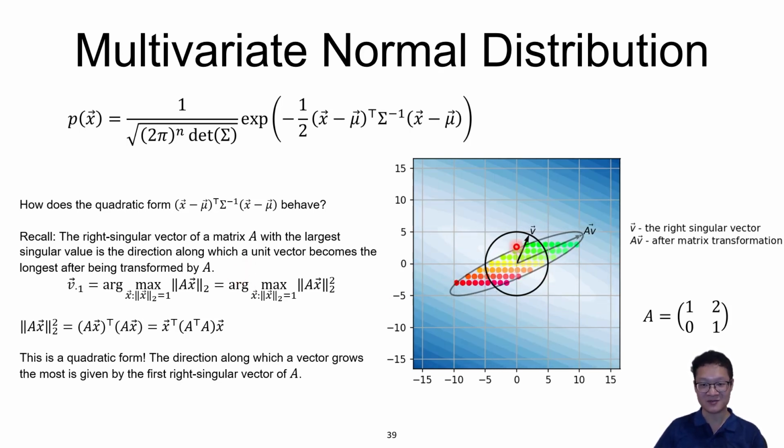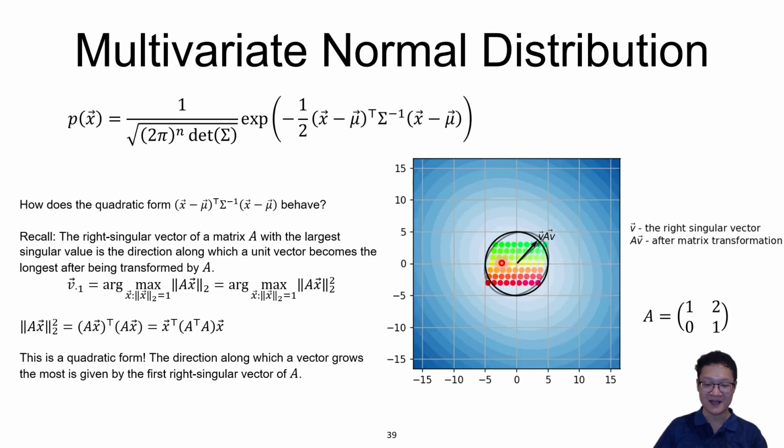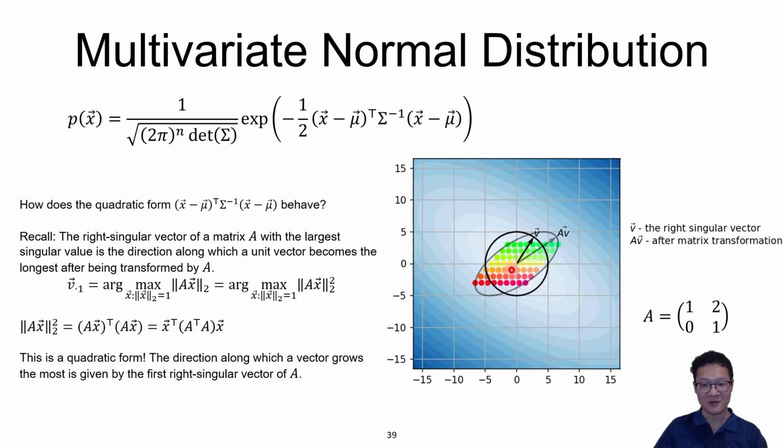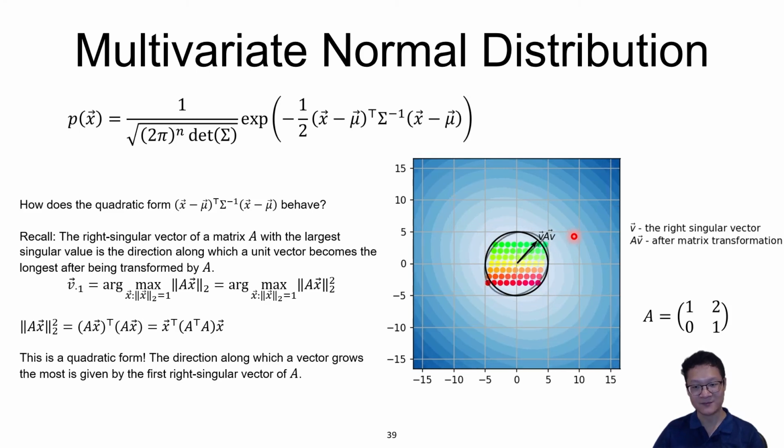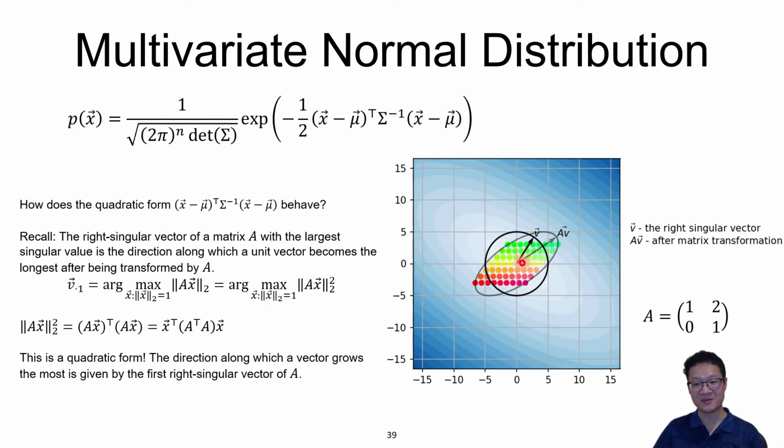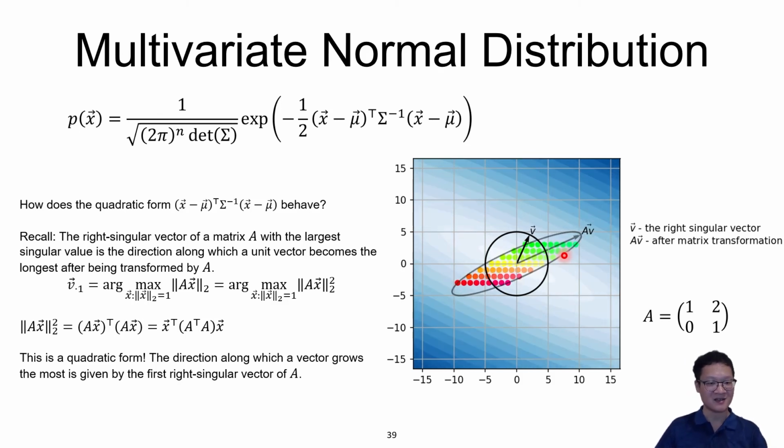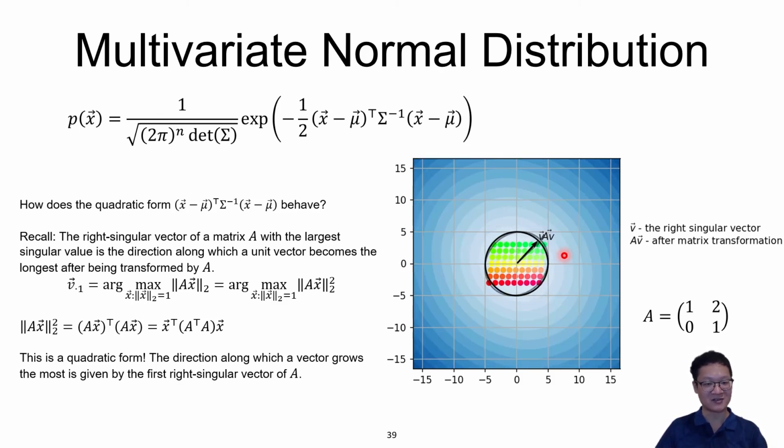When we were looking at SVDs, the matrix, in this case the matrix 1, 2, 0, 1, will modify each of these colored vectors into a different vector. Which of these vectors will become the longest after being multiplied by A? In the drawing, that turns out to be this vector V here. After multiplying by A, it becomes quite long, pointing in this direction. So that's the right singular vector corresponding to the largest singular value.